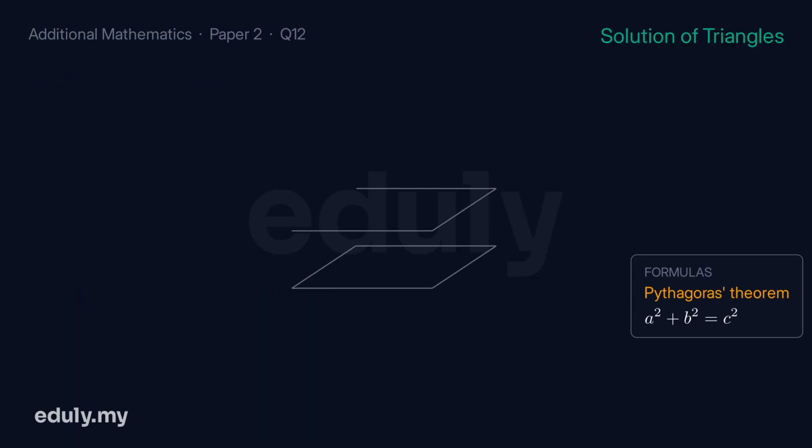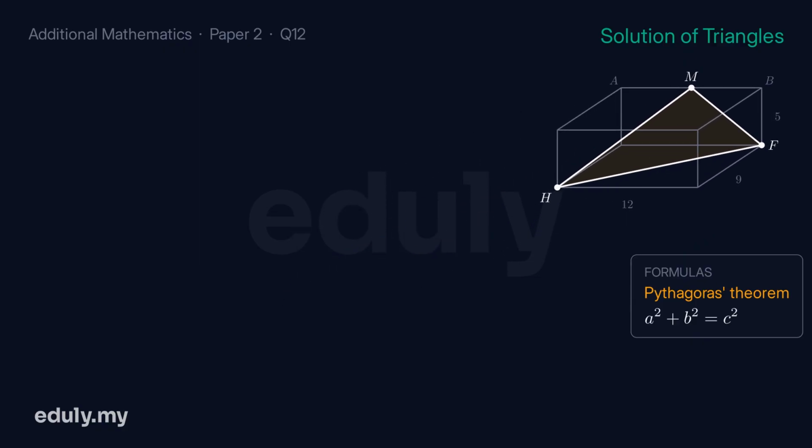Part B1. Here is the box, 12 long, 9 deep, 5 tall. The cardboard sits inside it. M is the midpoint of the top edge AB, reaching down to the corners F and H. To find the angle at F, we first need all three sides of this triangle. Let's keep the box beside us.